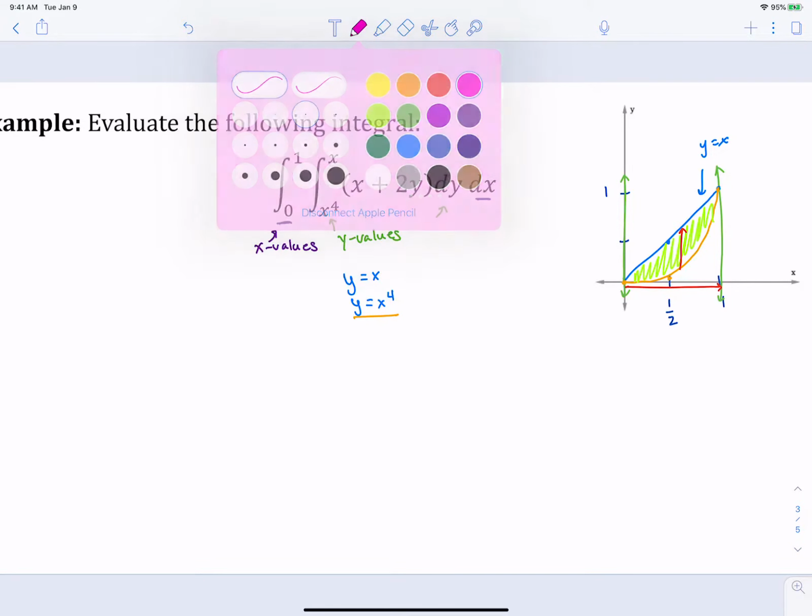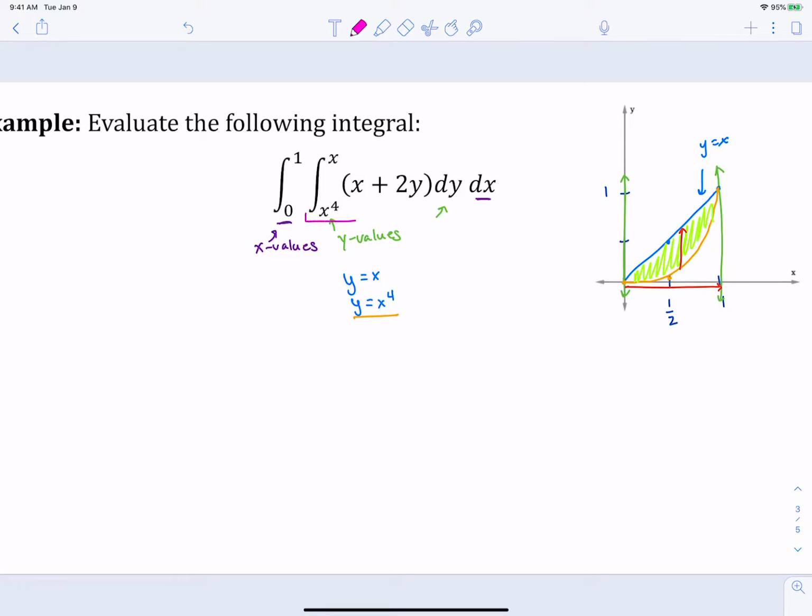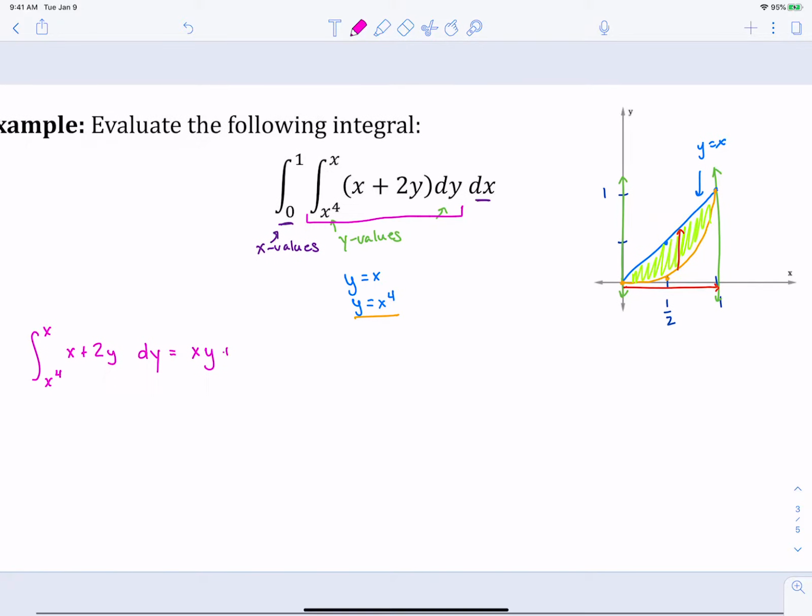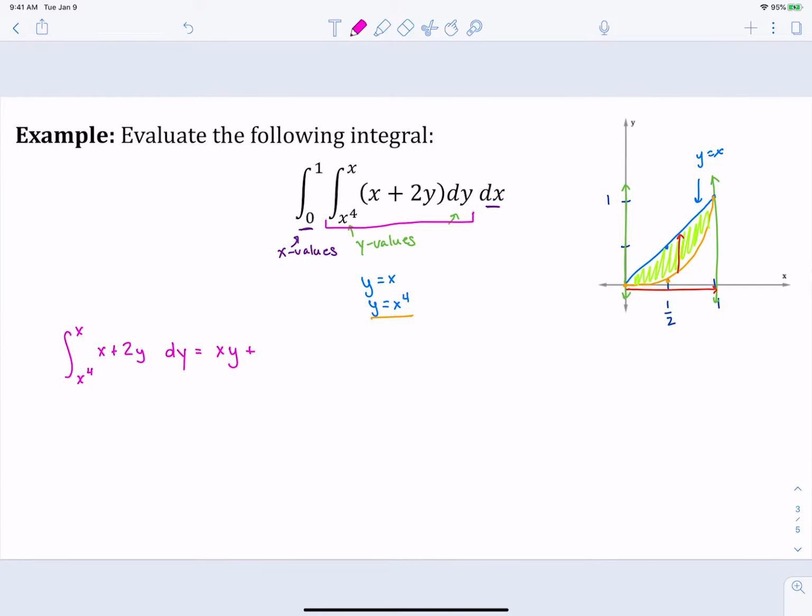All right, so just like with our other integrals, I'm going to do this inside integral first. So it's okay that our limits of integration are variables. We still want to take our integral with respect to y. So again, any x values, we're going to treat those like constants. So when we just have an x, that's like just having a 5, so it's going to get a y. And then our 2y, that is going to turn into a y squared.